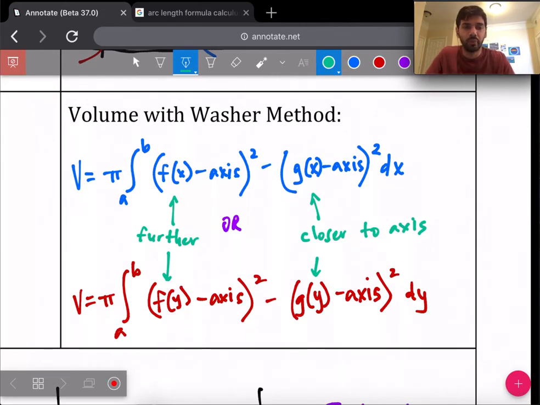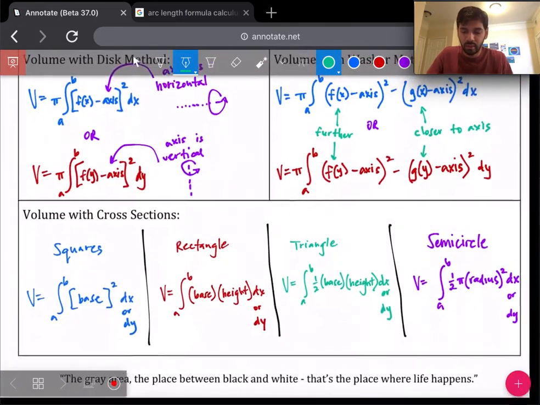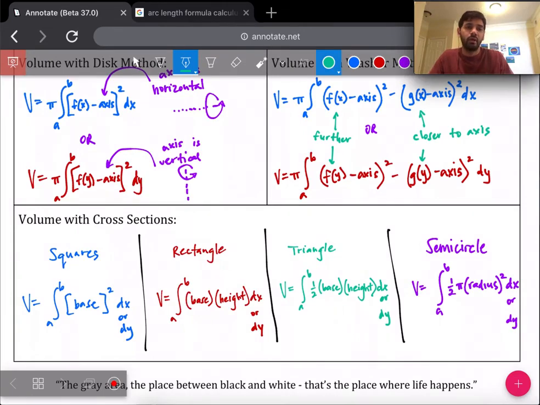Okay, so there's the washer method, and then here at the bottom we could also have volume with cross sections, which is not revolving around an axis, but it's using the graphs as the base of a solid, and you're lifting some cross section out of the page. You can think of how bread is made. You lay the dough flat, and then when you bake it, the dough rises, it goes upward. So you're thinking about baking this loaf of bread and it's rising.